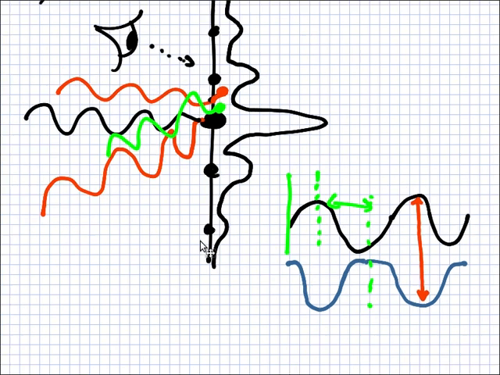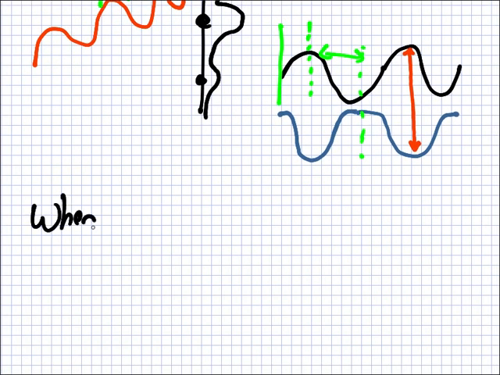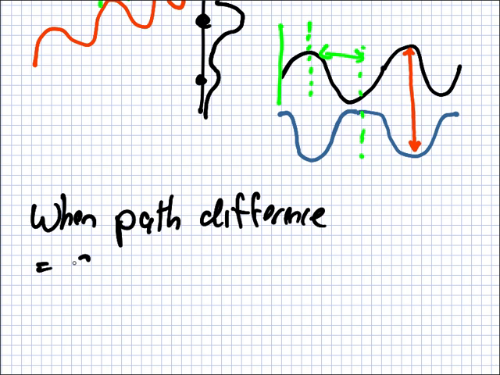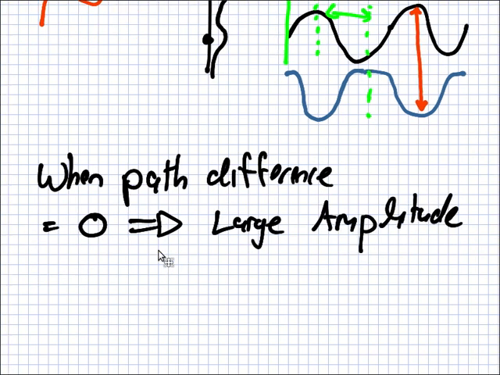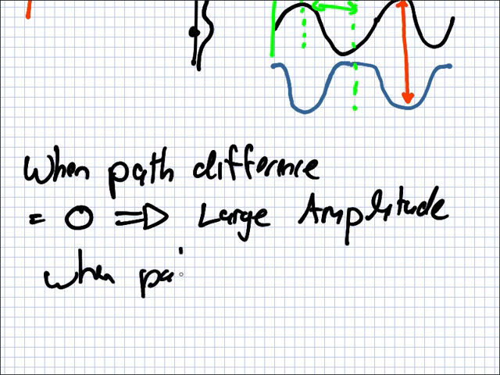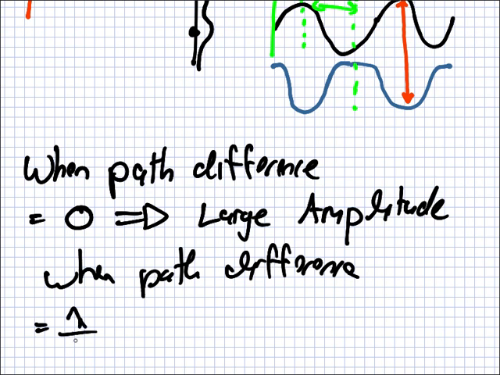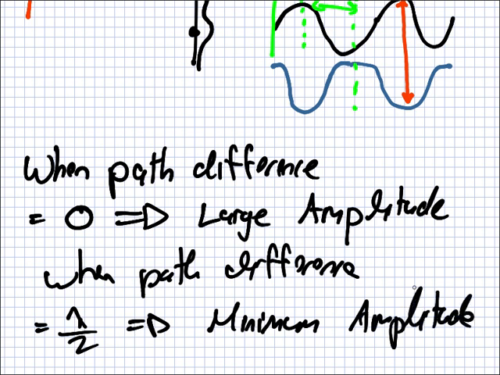So you would just say when the path difference equals 0, that produces a large amplitude. But when the path difference equals half a wavelength, that produces a minimum amplitude.